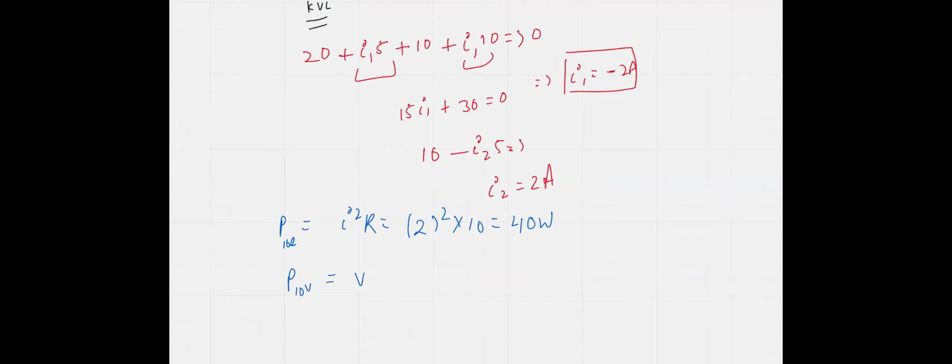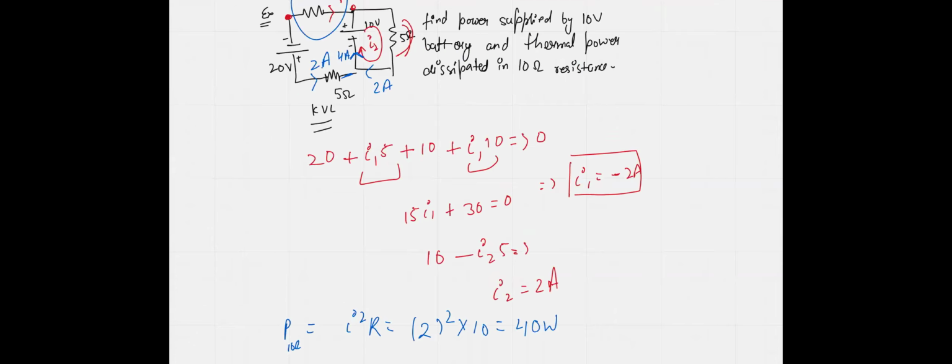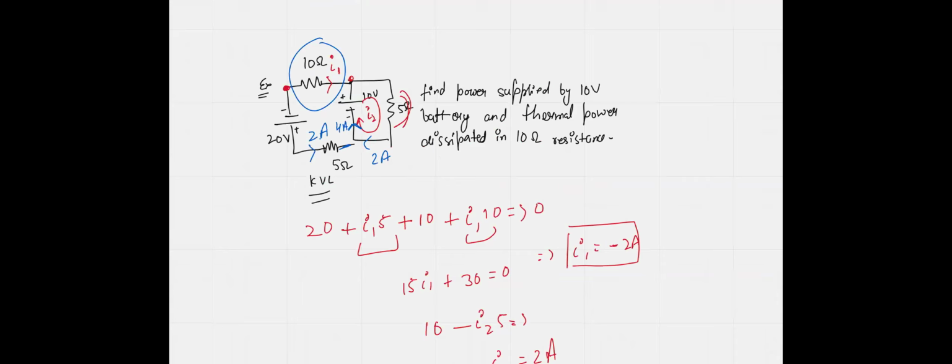What is power across the 10 volt? I have the voltage, I just need the current because I don't have any resistance across it. So here I can simply say, what is the current passing through this 10 volt? Can I say that is 4 amperes? That makes it 4. So the answer for both of them is 40.